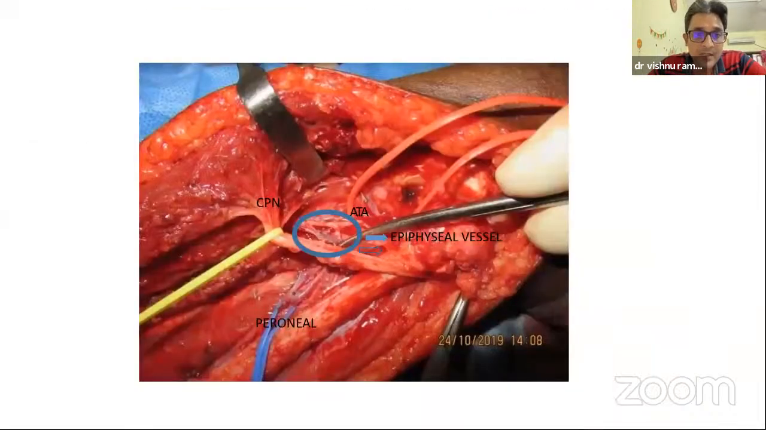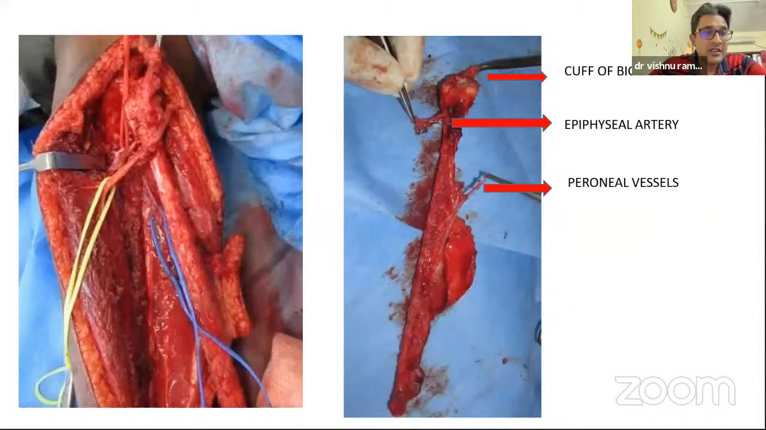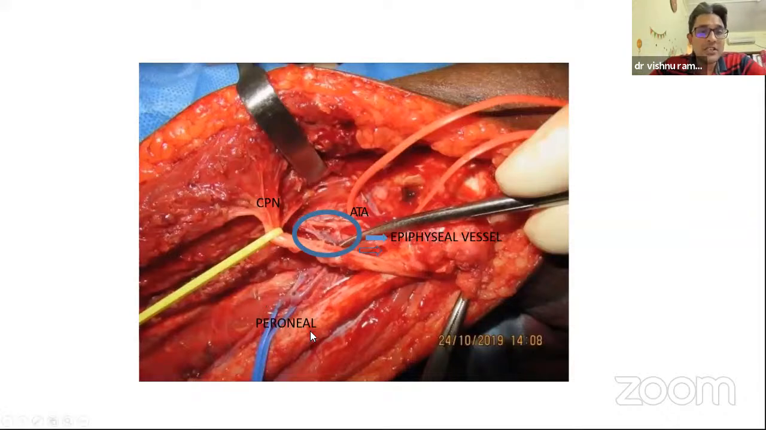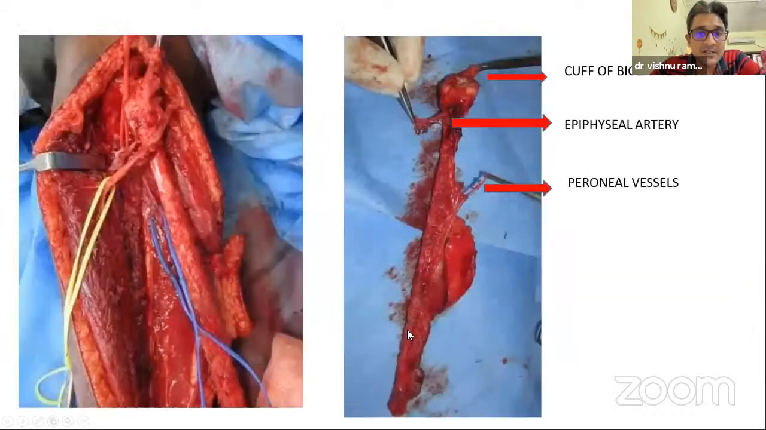Next slide. Here you can see the epiphyseal artery, and I have put the pointer here. This is the anterior tibial artery and this is the epiphyseal vessel coming out to supply the fibula physis. And this is the peroneal artery. We have harvested the fibula based upon two pedicles: the peroneal pedicle, and we have also protected the epiphyseal artery. Next slide, sir. When resecting the fibula, it's important to take a 1 or 2 centimeter cuff of biceps so that it can be hung from the glenoid. You can clearly see the epiphyseal artery.